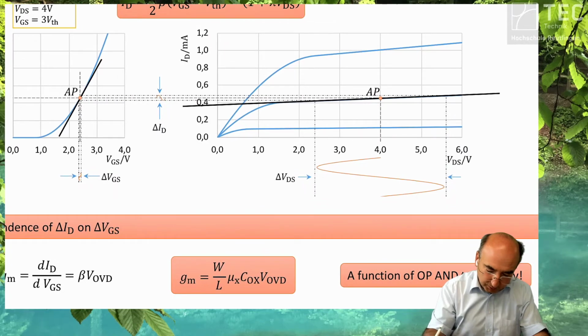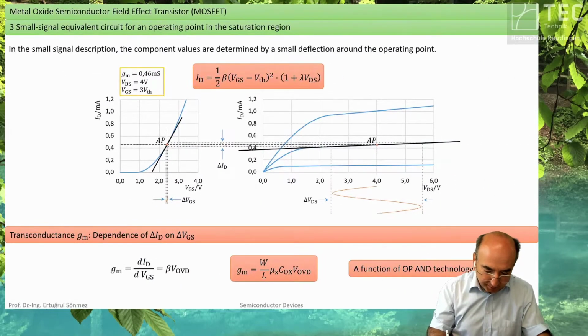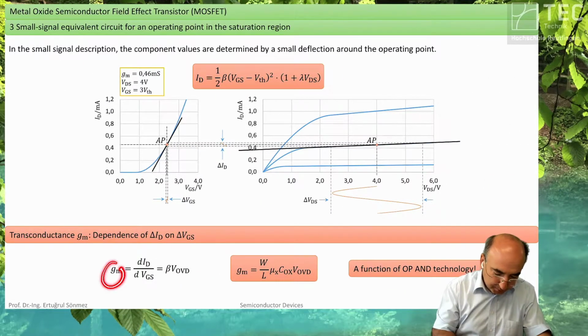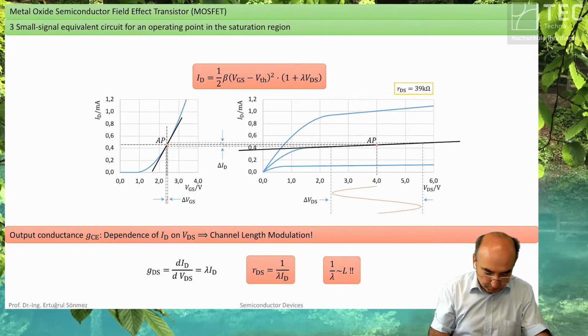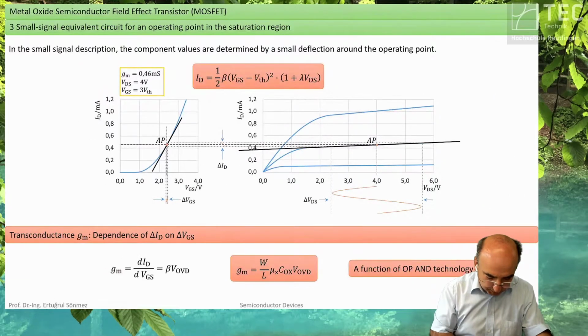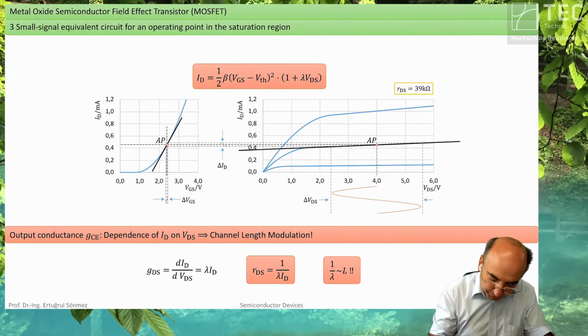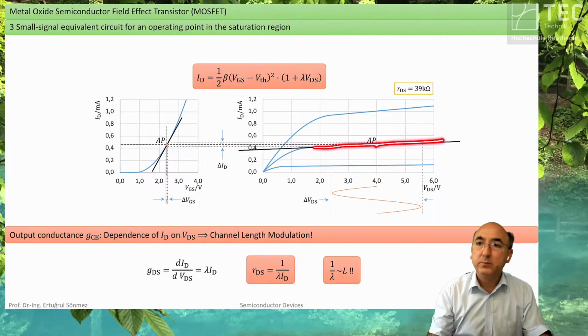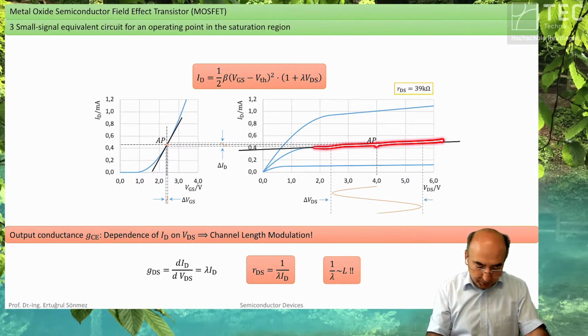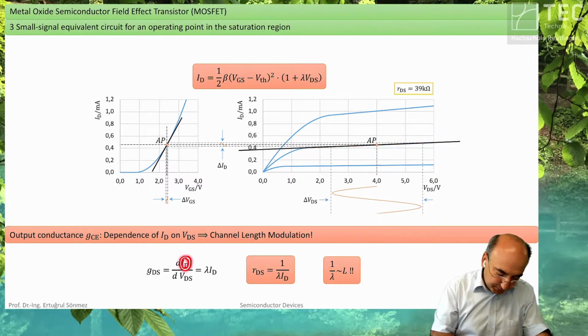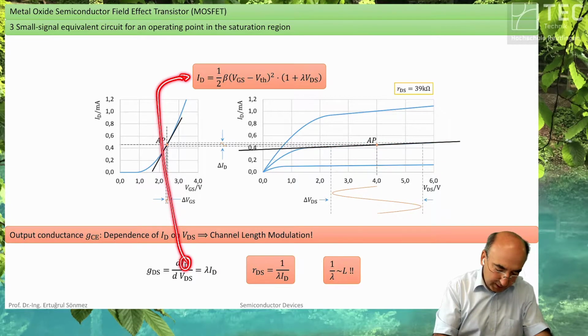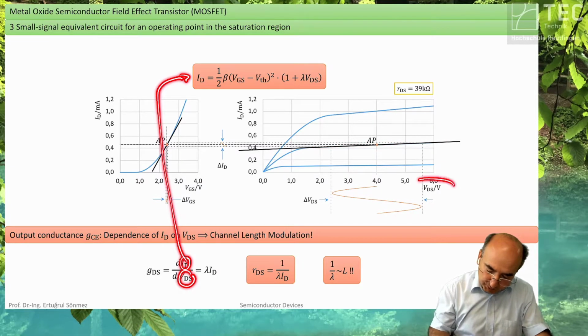Now let's talk about additional parameters. Here we have the value. Okay. Now we talk about this slope. What is this slope? The first derivative of the drain current as a function of the drain source voltage.